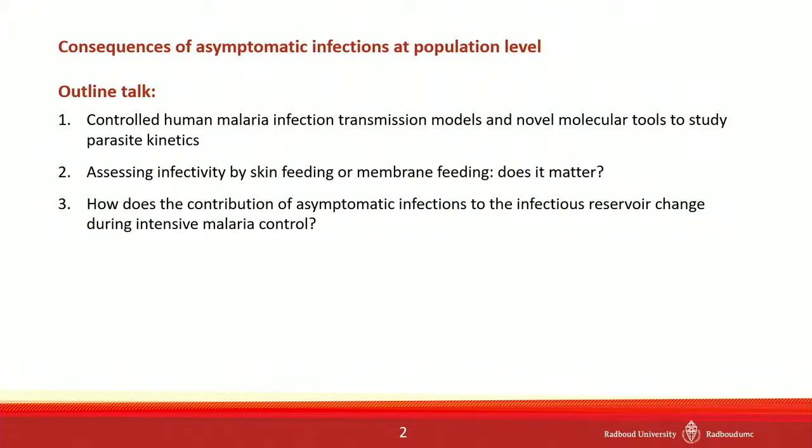So first I'll talk about controlled human malaria infections in Nijmegen in the Netherlands, where we managed to induce gametocytes. It's quite a useful tool to look at when do people become first infectious, and potentially also a useful tool to evaluate interventions. Then I'm going to address, first time presented, well, perhaps it will be very disappointing, but assessing infectivity by skin feeding or membrane feeding. Does it matter how you do that? And then lastly, I will talk about the topic that is actually most relevant probably for today, the contribution of asymptomatic infections to the infectious reservoir during intensive malaria control. So that really touches on some of the topics raised earlier by Kim and also Larry.